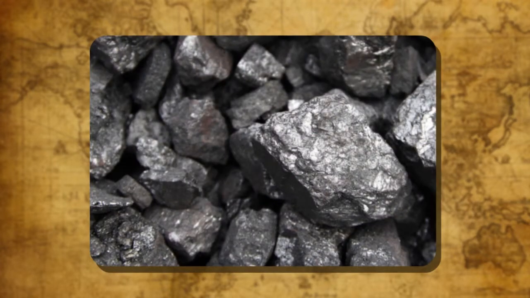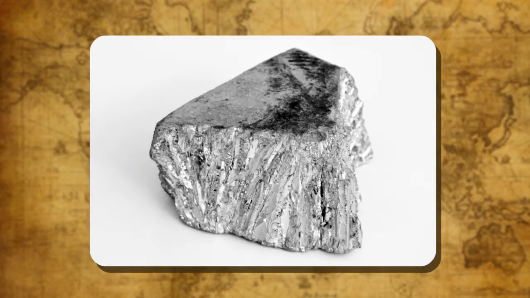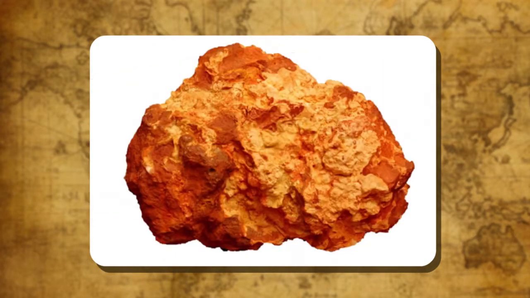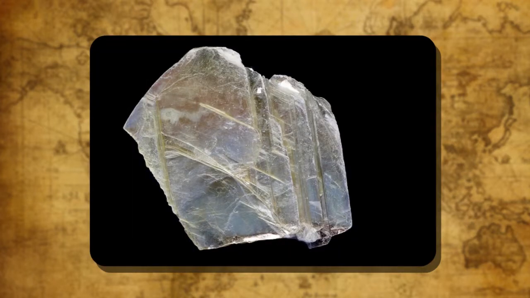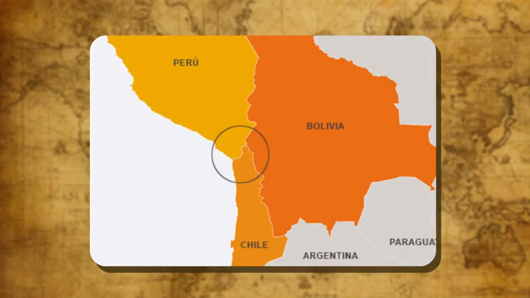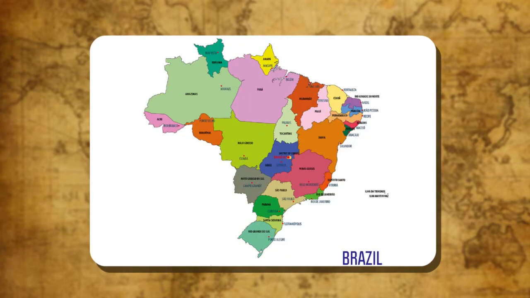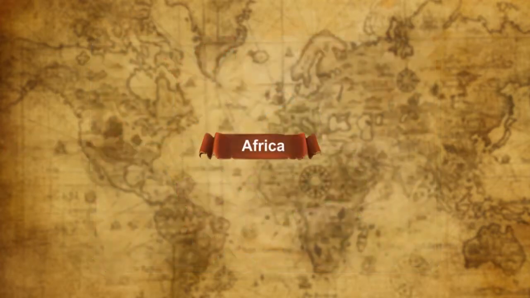South America: Mainly iron ore, copper, tin, gold, silver, zinc, chromium, manganese, bauxite, mica, etc. are found here. Brazil is the largest producer of iron ore in the world. Chile and Peru are the leading producers of copper. Tin is mainly produced in Brazil and Bolivia.